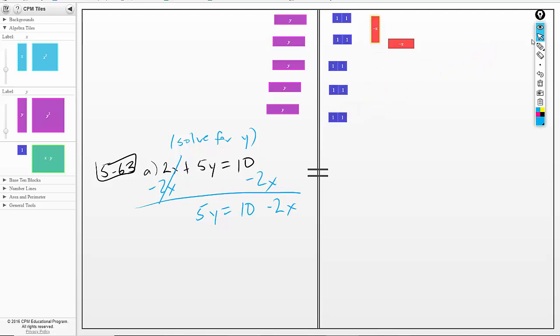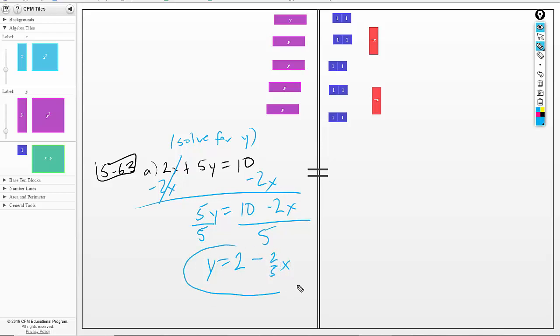And that means that the 2 x's are split between the 5 y's. So again, what we're really doing is we're just dividing by 5. Dividing by 5, which means we're going to have y equals, and the 10 units are divided into 5 groups. So we have 2 units in each group minus, once we split them up, 2/5 of an x, or 2/5 of a negative x on both sides. So we're going to have y equals 2 minus 2/5 x.